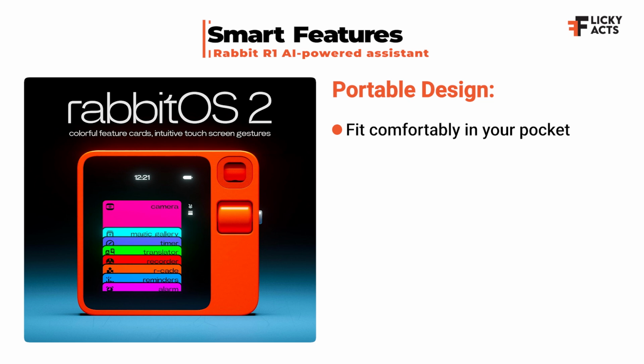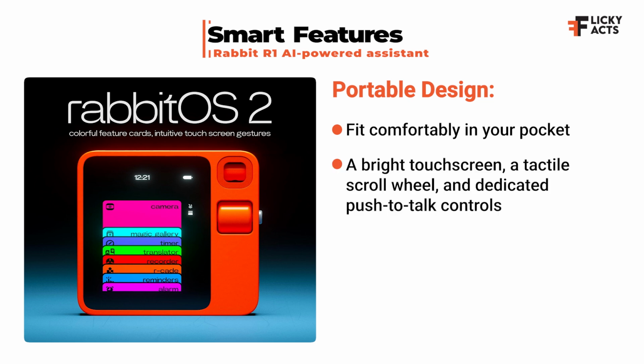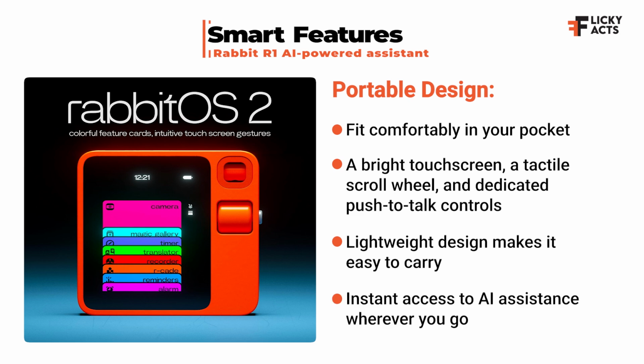Designed to fit comfortably in your pocket, the Rabbit R1 combines a bright touch screen, a tactile scroll wheel, and dedicated push-to-talk controls in a compact form factor. Its lightweight design makes it easy to carry, giving you instant access to AI assistance wherever you go.